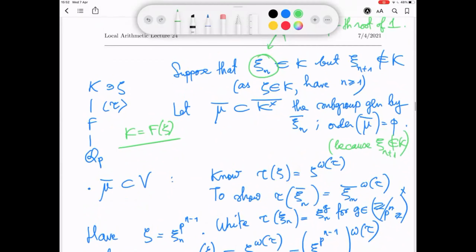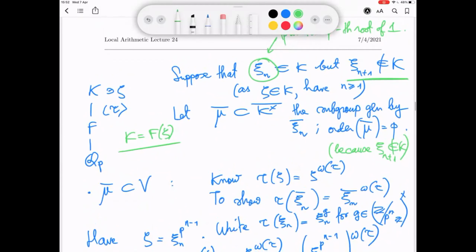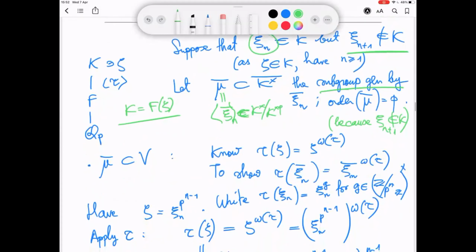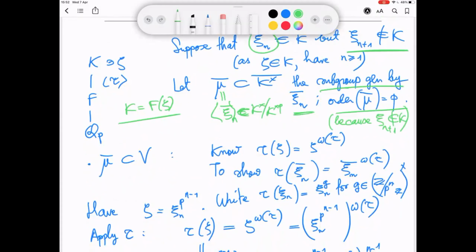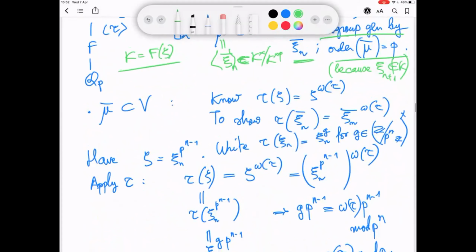So if K contains a primitive p to the nth root of unity, but not a primitive p to the n plus 1th root of unity, then the image of this psi n bar in k star modulo k star to the power t will be a line which I'll denote by mu bar. So there's a subgroup generated by this, and the order is of course p. Okay, and the claim is that this line is also in V.